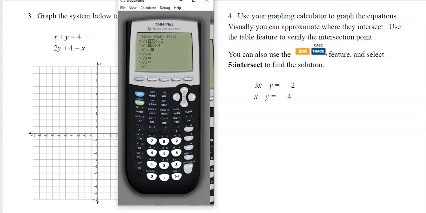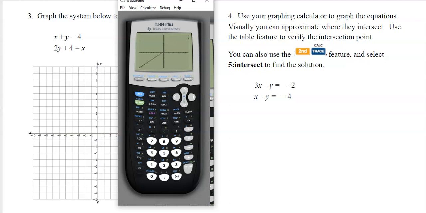I'll give you a second to get caught up and get the 3x plus 2 and the x plus 4 punched in. X is right next to the green alpha button. It says XT, and then there are some Greek letters there. Once you've hit enter and you've got them both locked in, we could graph them and just try to get lucky and see where they cross. So I could hit graph.